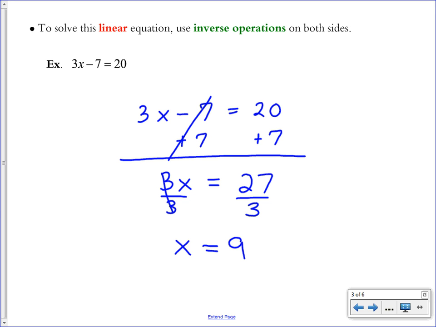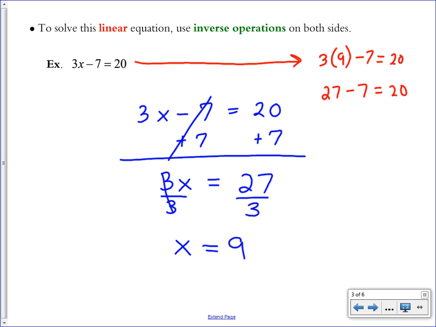Before I circle that as my final answer, I want to check it in the original equation. If I take the original equation and replace x with 9, I use parentheses when I substitute, leave the rest of the equation alone. Now we simplify the left and see if it comes out to equal the right. So simplifying the left side of this equation, 3 times 9 is 27. 27 minus 7 is 20. And 20 does equal 20, so it gave us a true statement, and therefore this is the correct solution.